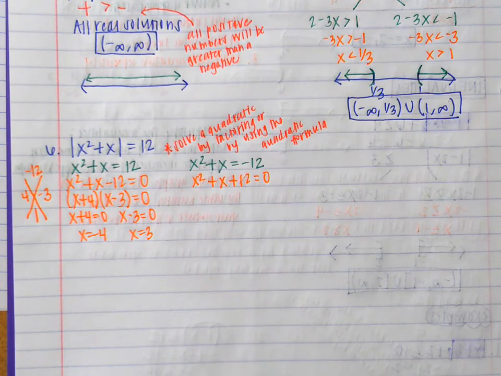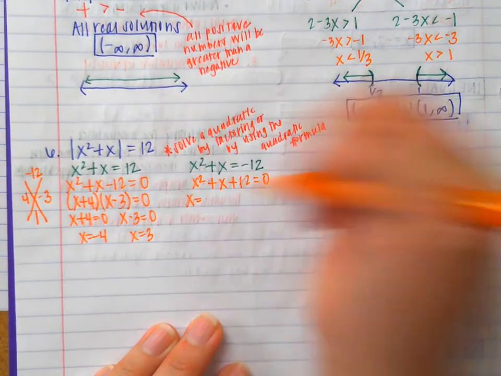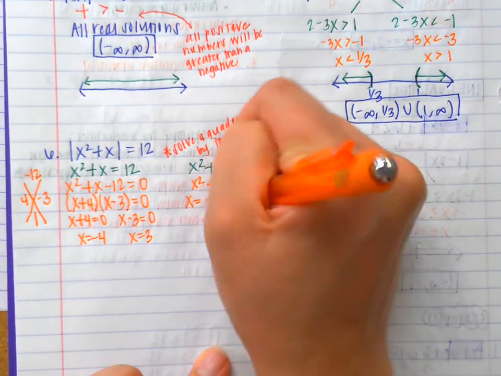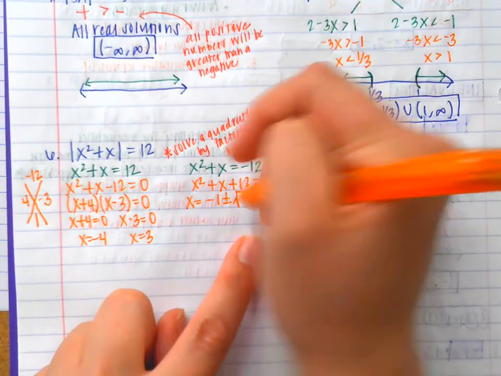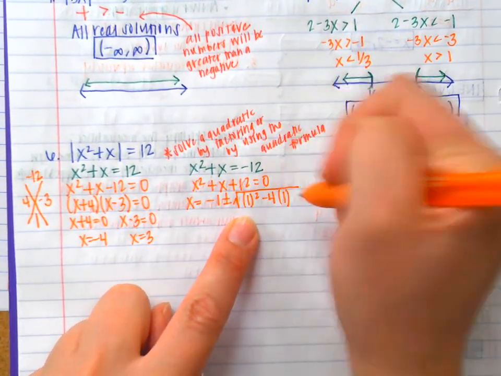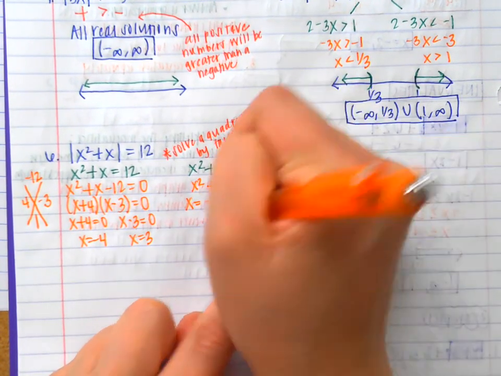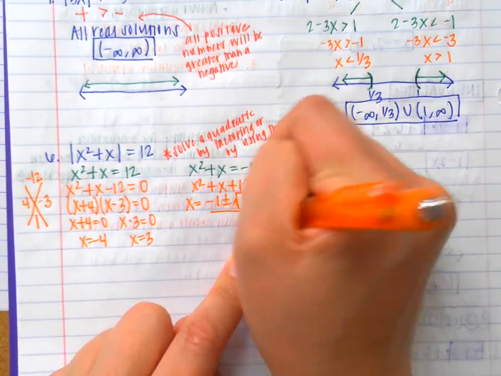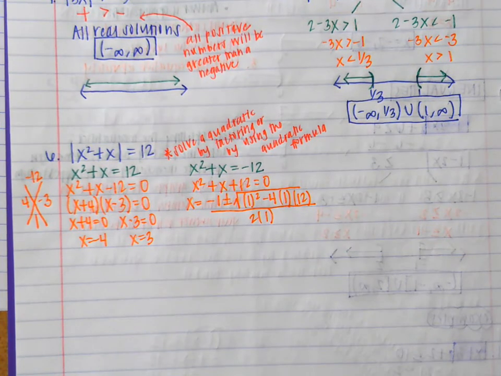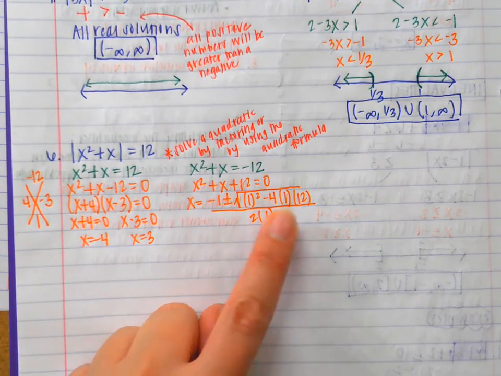So I'm going to use the quadratic formula here. So I'm going to plug that into the quadratic formula. x is equal to the opposite of b, so the opposite of 1, plus or minus the square root of b squared, so 1 squared, minus 4 times a, which is 1, times c, which is 12, divided by 2 times 1. Okay, let's keep going. Simplify this. So 1 squared is 1, 4 times 12 is 48.